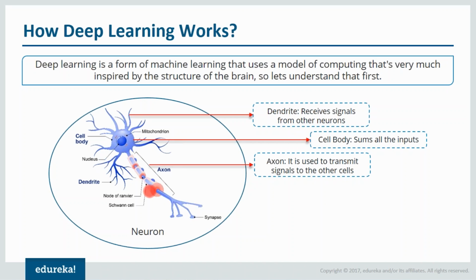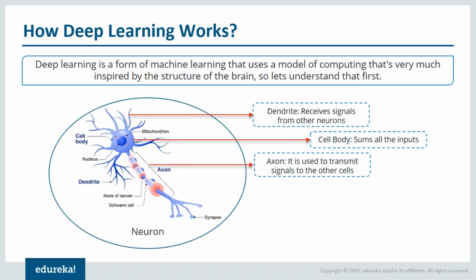Then through the axon, what happens? These signals are fired to the next neuron. The next neuron is present at some distance, and that distance is nothing but the synapse. It fires only when the signals coming from the cell body exceed a particular limit. Only then will this neuron fire the signals to the next neuron. And this is how the neuron, or the brain cell, works.